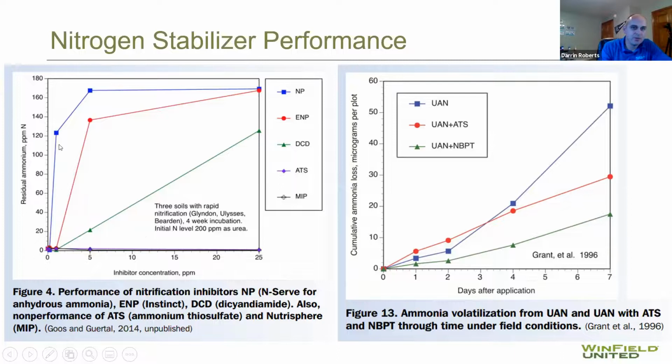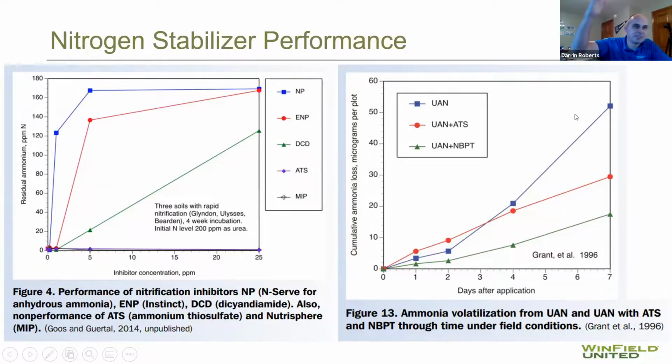In this graph, what we want to see are high numbers. This is the residual amount of ammonium, and you'll see the NP is nitropyrin, and so the nitropyrin or encapsulated nitropyrin provided the best performance, or kept the most available nitrogen there. DCD, you'll see performance was a little bit less, but then with ATS, it really doesn't provide any nitrification inhibition.